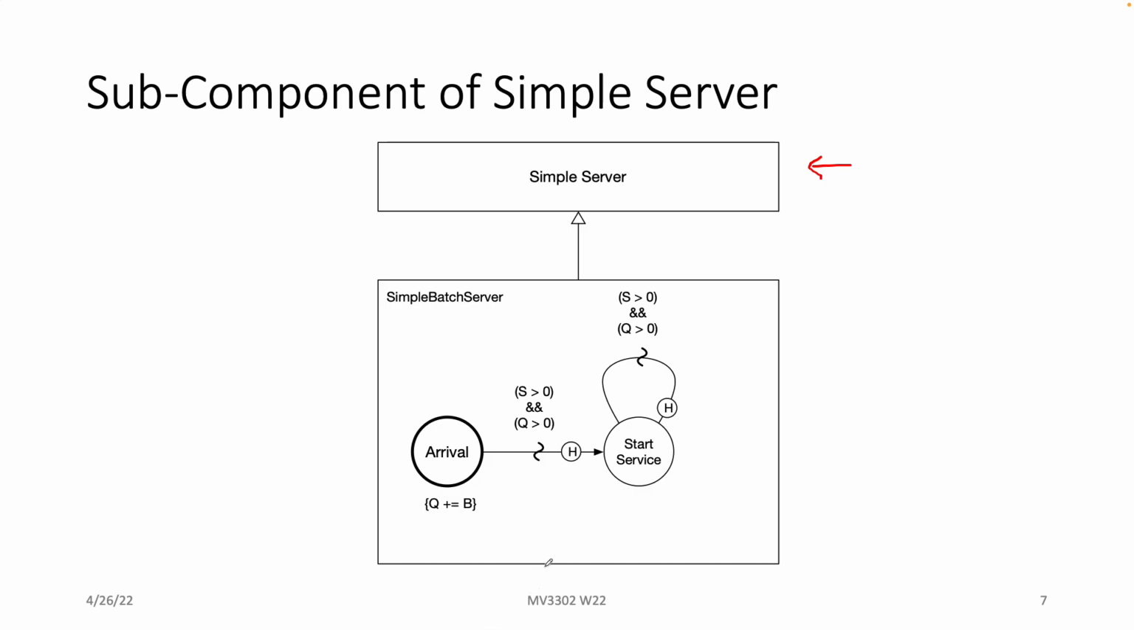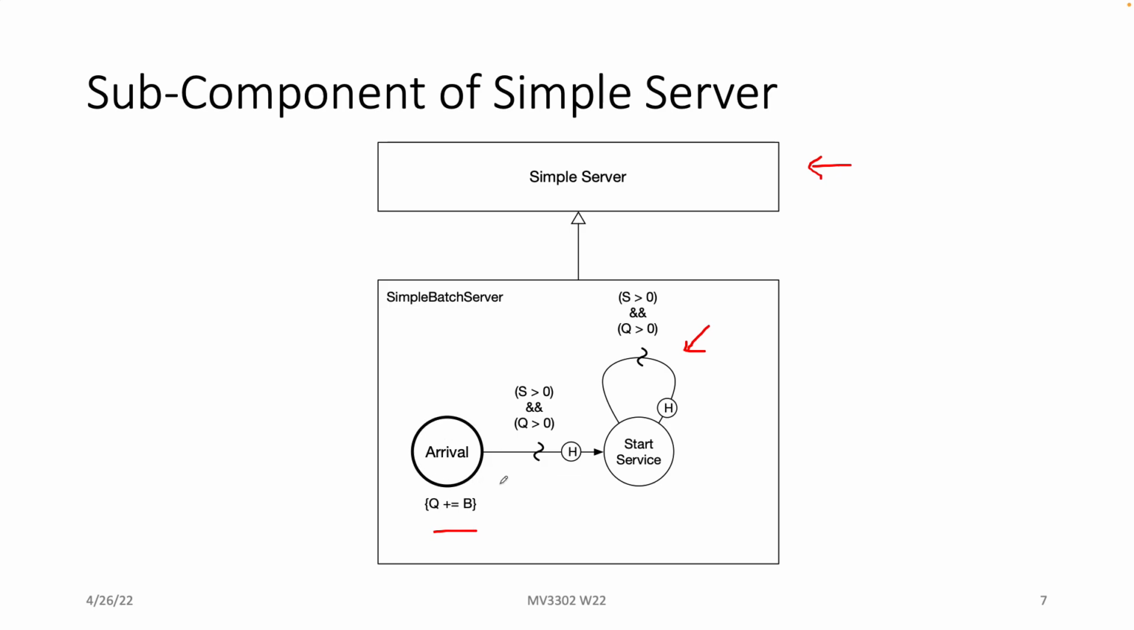And what is it that was different? What was different was this state transition. That is, instead of adding one, we add the batch. And for start service, the simple server component doesn't keep scheduling the start service because we only got one. You only ever need one. But here we might need more than one.